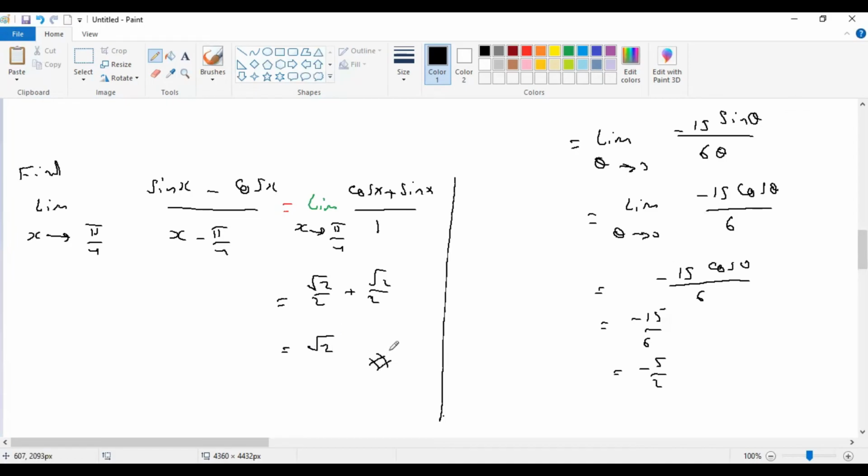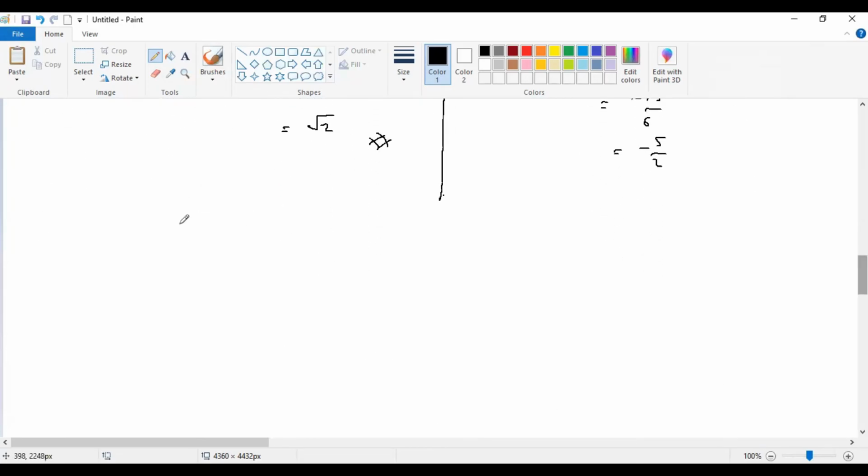Okay. Now, another example, I write it down here. To find the limit as theta approaches 0 of cosine theta minus 1 over theta squared. Now, cosine 0 is 1, so 1 minus 1 is 0, over 0 squared, 0. So this one is 0 over 0.